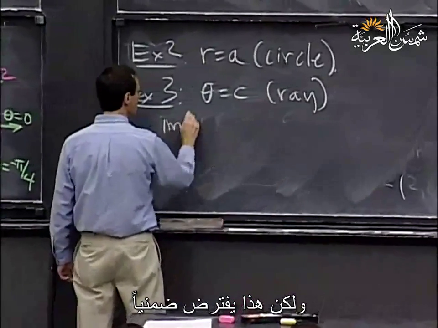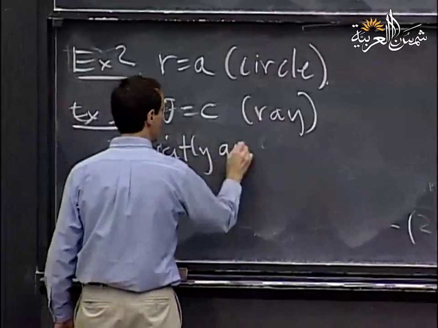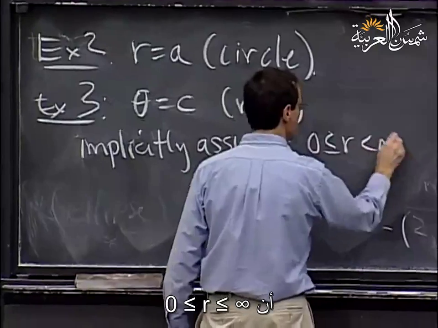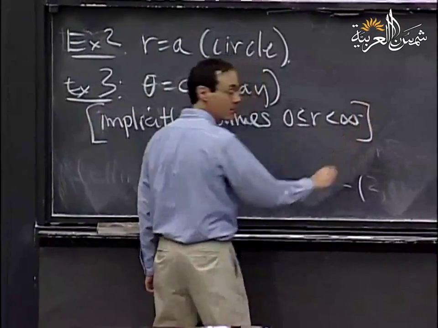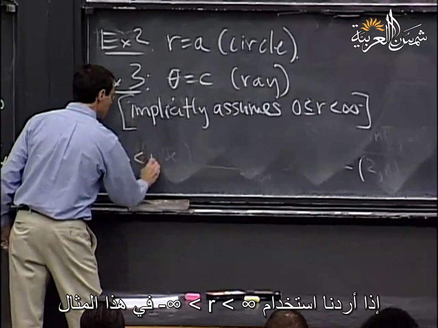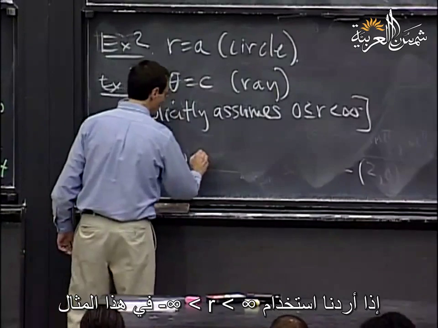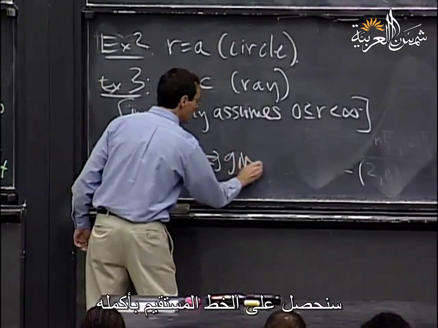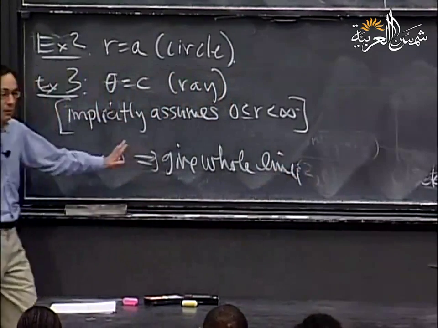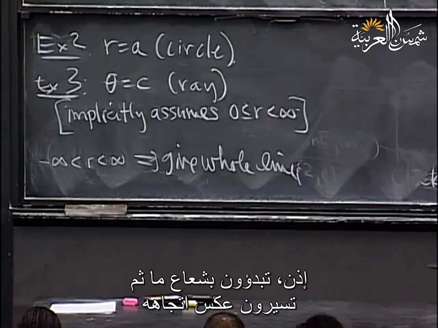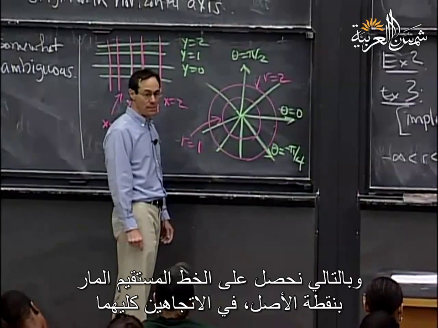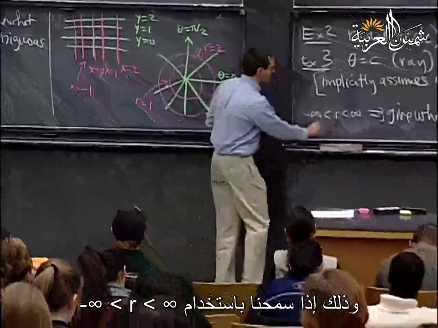But this implicitly assumes zero is less than or equal to r is less than infinity. If you really wanted to allow minus infinity less than r less than infinity in this example, you would get a line. It gives the whole line. It gives everything behind. So you go out on some ray, you go backwards on that ray, and you get the whole line through the origin, both ways, if you allow r going to minus infinity as well.